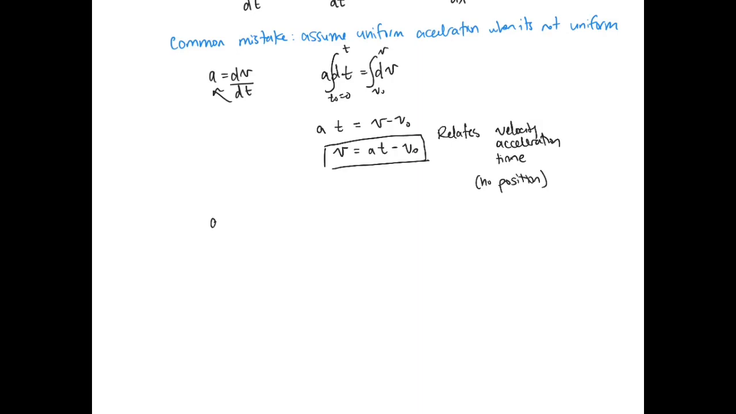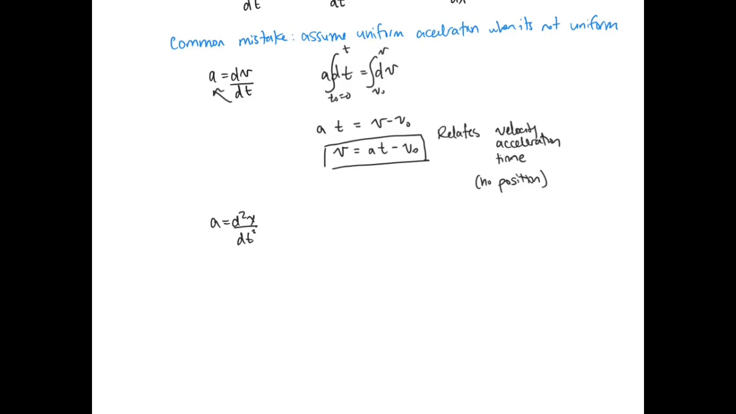So in this case, we'll say a is equal to d squared x over dt squared. This is the second acceleration equation that we derived previously. I strongly recommend you pause again and try to derive an equation that relates the position of the particle to the acceleration and the time. So now that you've given that a shot, I'll show you how to do it.